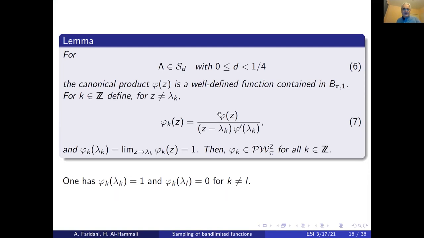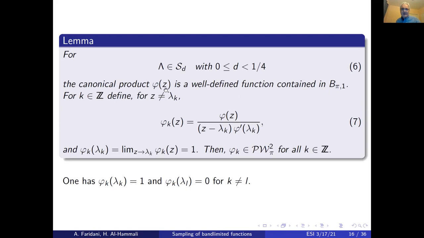So then we have this useful result: if lambda is in this class of d perturbations of pi sine type functions, and d is less than a quarter, then the canonical product is a well-defined function and it lies in our space P pi n for n equal one.